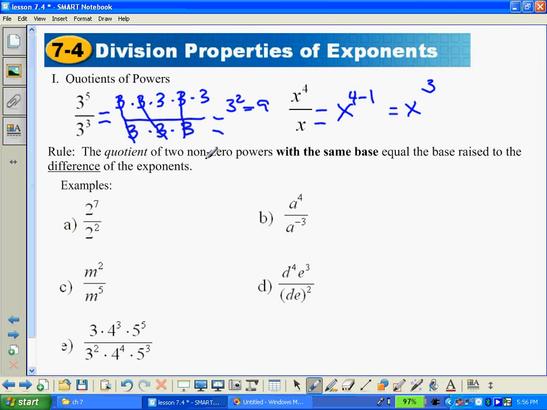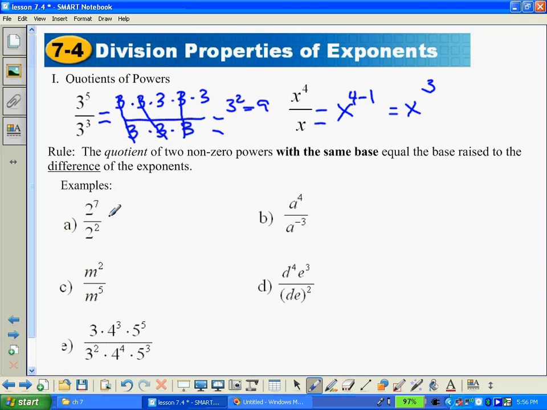I have typed out the rule here. The quotient of any 2 non-zero powers with the same base, and again this only works if they have the same base, is equal to the base raised to the difference, or subtraction, of the exponents. So let's look at these examples. If you want to try them on your own first, hit pause and work them out.